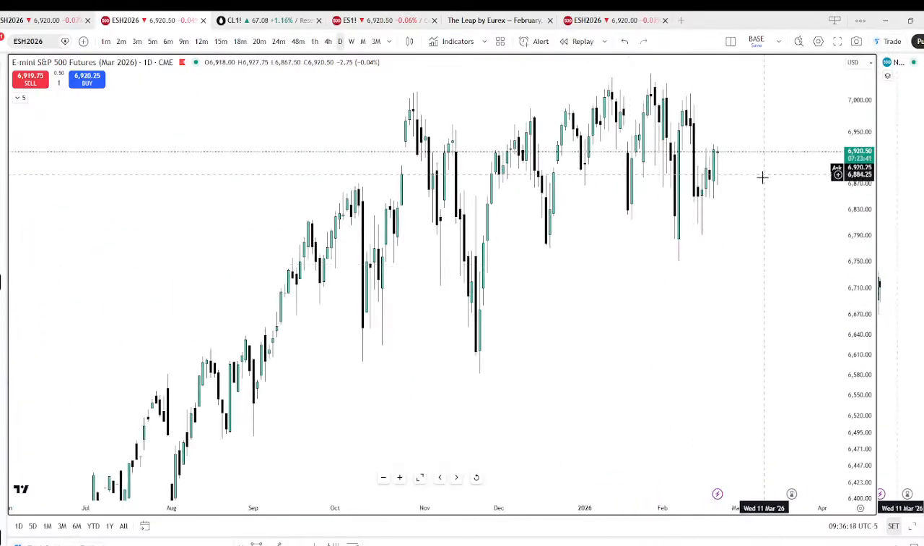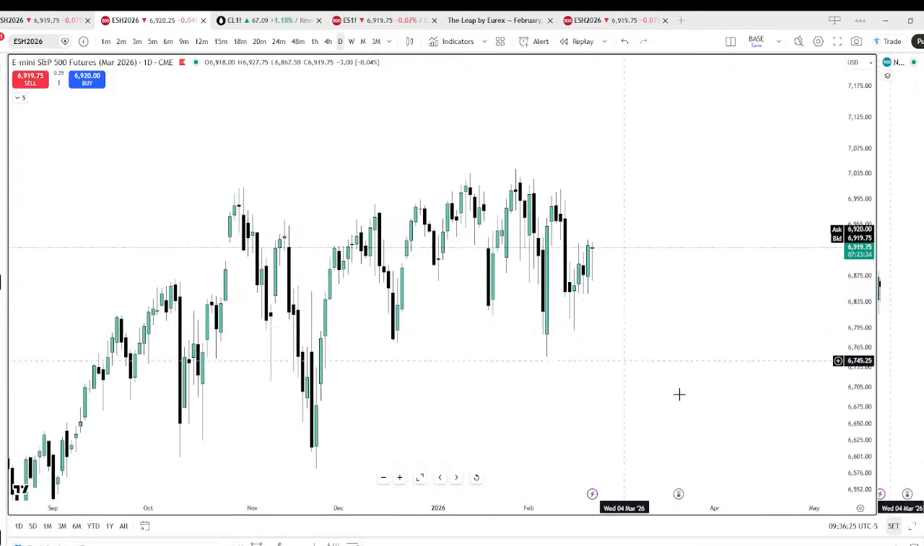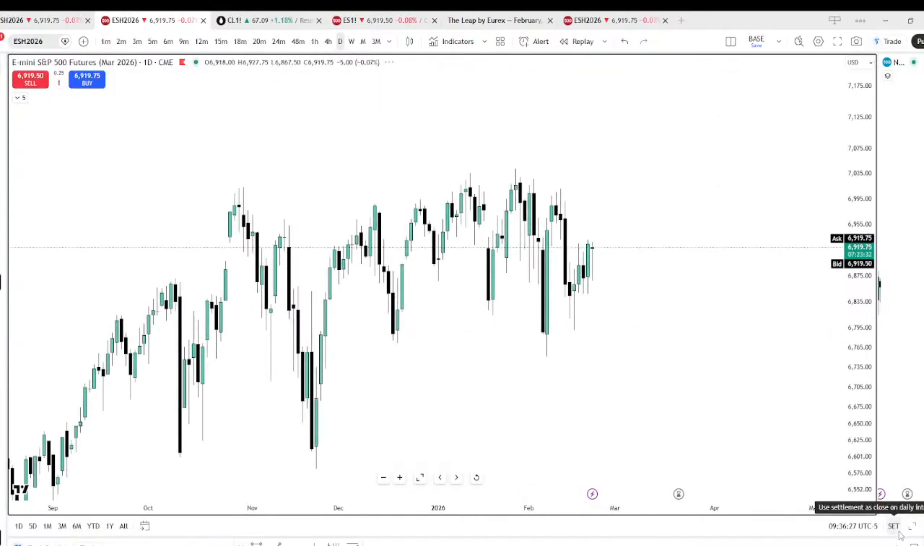It is Monday, new trading week, and we're looking at the E-mini S&P chart and going to break down a little bit of our weekly analysis here.